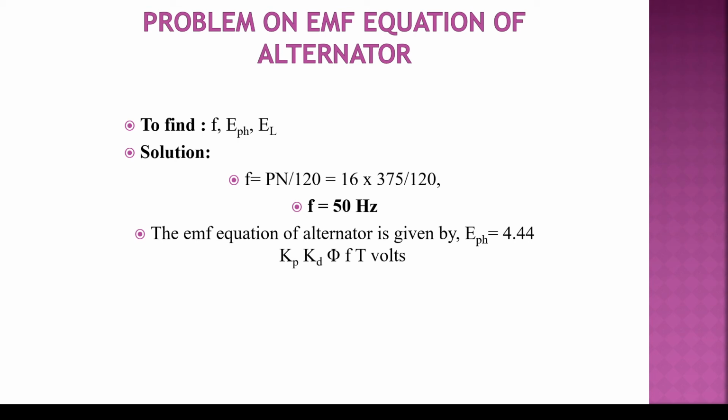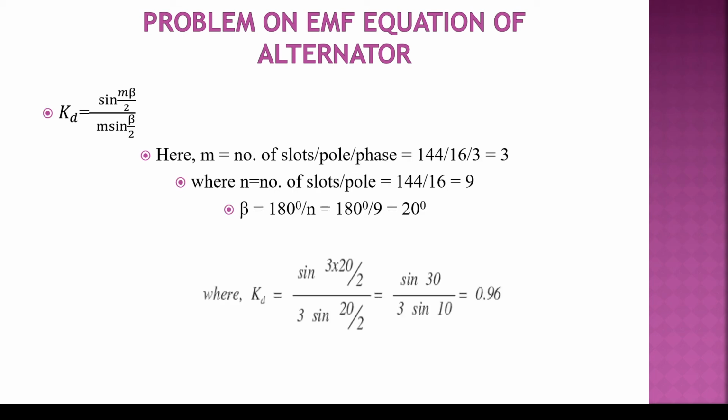The EMF equation of alternator is 4.44 Kp Kd 5 f T volts. Kd is equal to sin(mβ/2) / (m sin(β/2)). M is the number of slots per pole per phase. Number of slots is 144, poles are 16, and phase is 3 because it is a 3-phase alternator. So 144/16/3, which after calculation gives 3. And what is n? Number of slots per pole, that is 144/16, which is 9. Beta is 180/n, so 180 degrees by 9, where n is equal to 9 here.